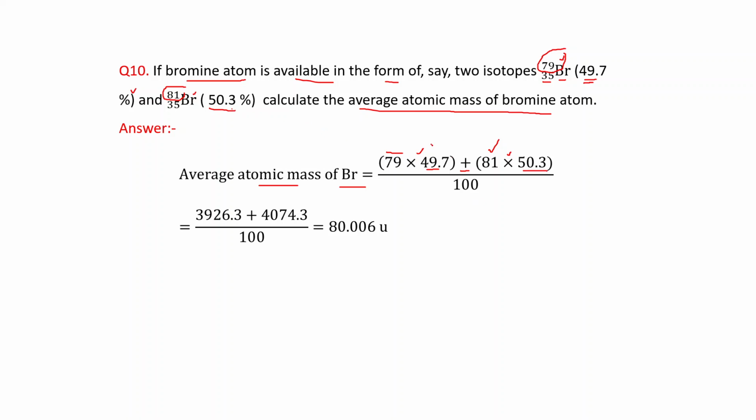If you multiply this, you will get 3926.3, plus, multiplying these two numbers, you will get 4074.3. Add and divide by 100, you will get 80.006 U, and approximately you can write this as 80 U.